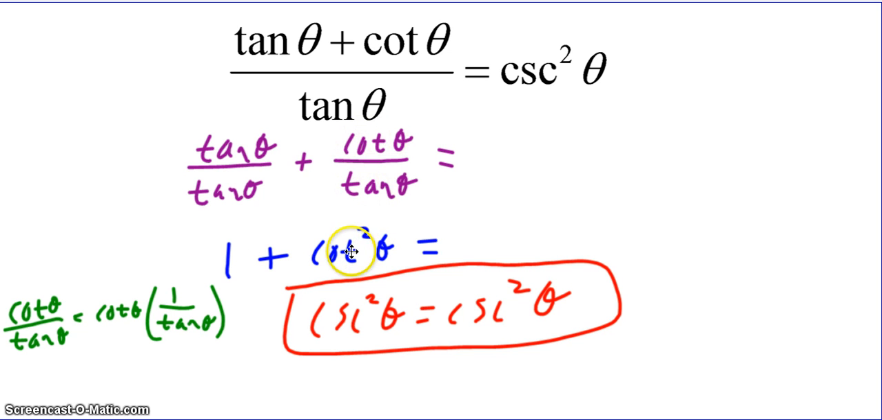If you're confused on how I got that, I did a little bit of work off to the side. You would not need to show this, but I know cotangent of theta over tangent of theta is the same as cotangent of theta times 1 over tangent of theta, but 1 over tangent of theta is cotangent of theta. So that's how I got the cotangent squared. And then from my Pythagorean identity, 1 plus cotangent squared theta is cosecant squared theta. So there, I'm done with my proof.